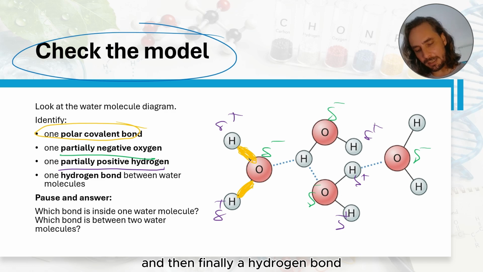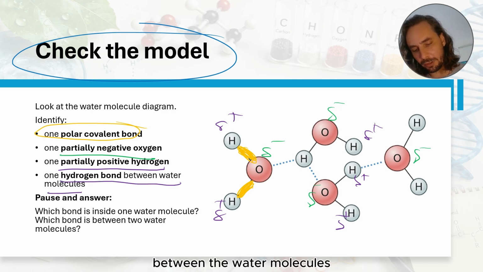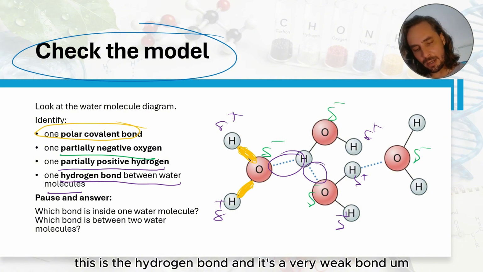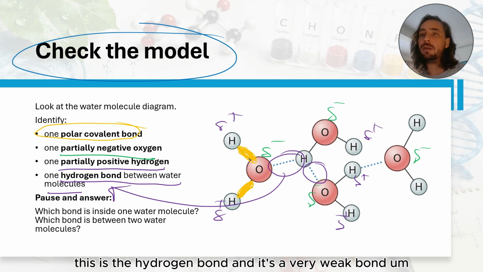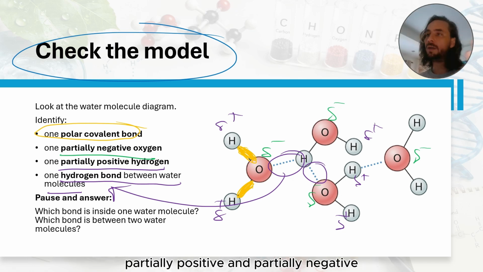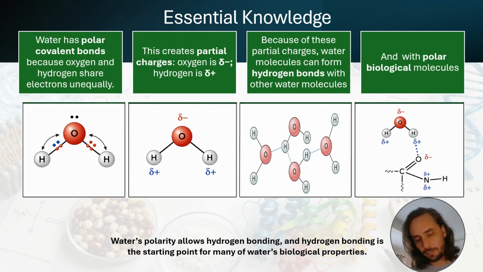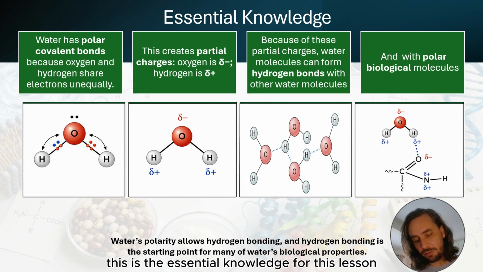And then finally, a hydrogen bond between the water molecules. This is the hydrogen bond. And it's a very weak bond, but it is because of these partially positive and partially negative charges interacting with each other. This is the essential knowledge for this lesson.